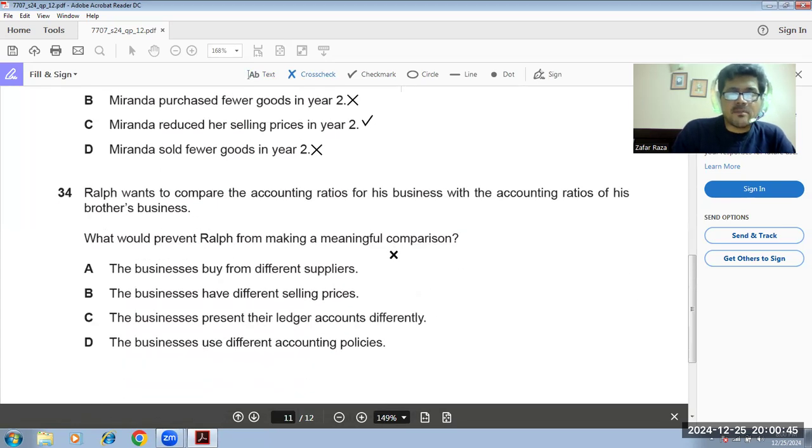Ralph wants to compare the accounting ratio for his business with the accounting ratio of his brother's business. What would prevent Ralph from making a meaningful comparison? The businesses buy from different suppliers? No, it's not going to affect. The businesses have different selling prices? No. The businesses present their ledger accounts differently? No. The businesses use different accounting policies. This is the problem. If two businesses are following two different accounting policies, they cannot be compared.